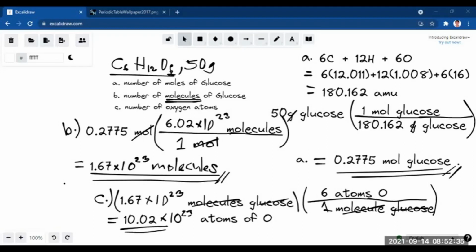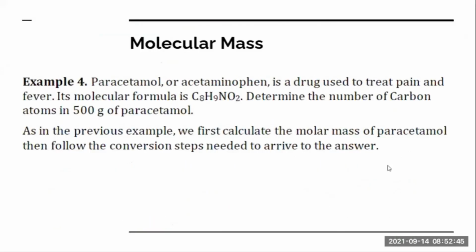All right, so that's the definition of our 10 seconds. So anyway, let's go back to the presentation. So we have another example in here. This time we have paracetamol. Paracetamol or acetaminophen is a drug used to treat pain and fever.